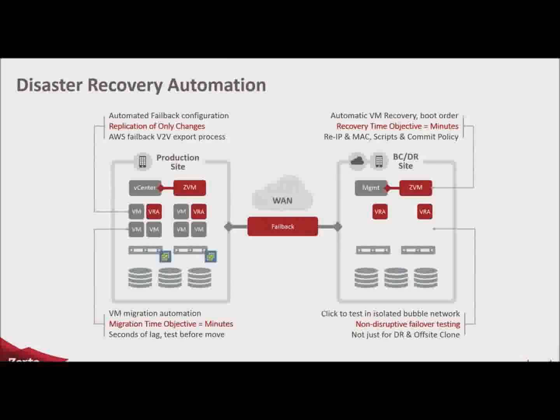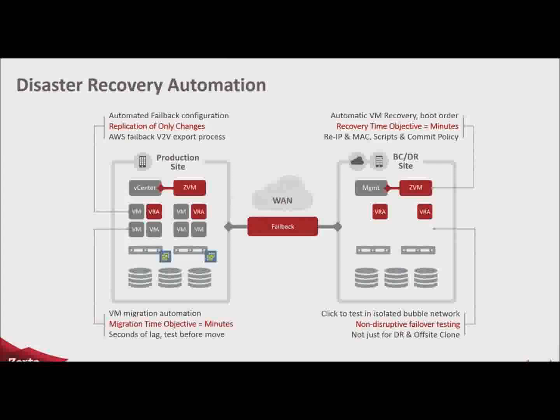One point here in terms of Failback from Amazon, it is currently not included in the Zerto software. It is a manual V2V export process, so you'd simply just install VMware Converter, create copies of the virtual machines to send them back into the production site.